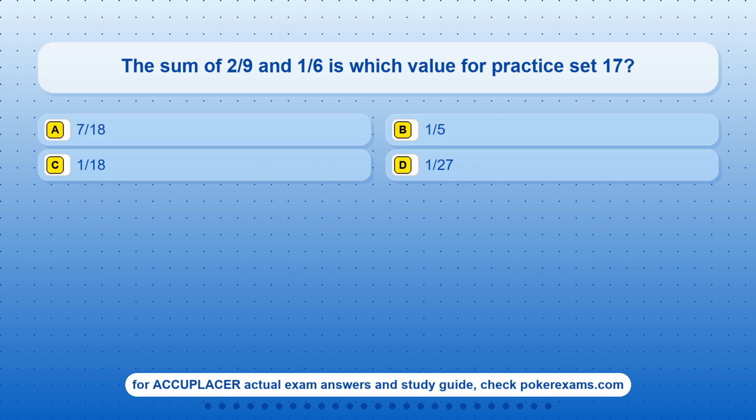Question 9. The sum of 2/9 and 1/6 is which value for practice set 17? Option A, 7/18. Option B, 1/5. Option C, 1/18. Option D, 1/27.